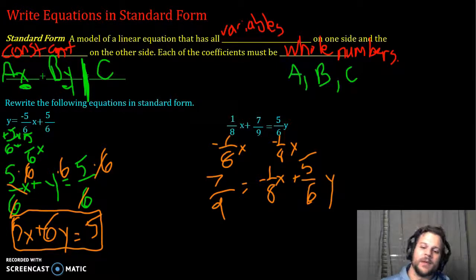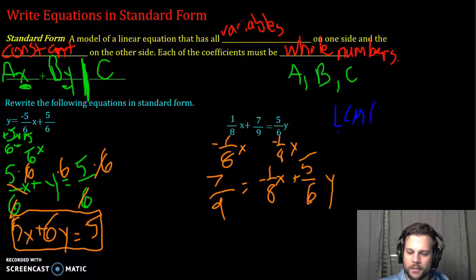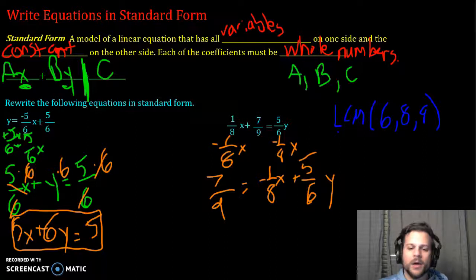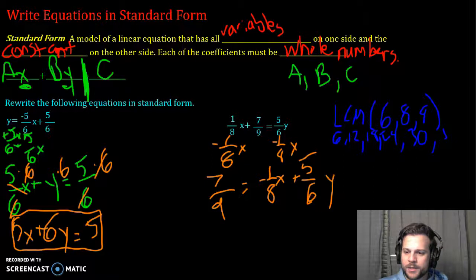An easier way, or I guess the least amount of steps, is to find the least common multiple between 6, 8, and 9 all at the same time. You're going to multiply that number times all of these fractions, and it will completely eliminate the denominators between all of those. So if you want to use your multiple methods, we have 6, 12, 18, 24, 30, 36. That may be good for now.